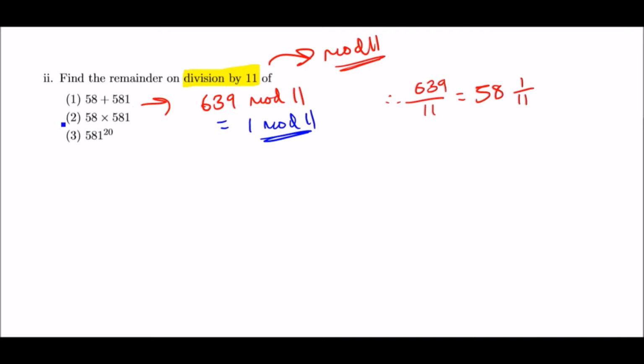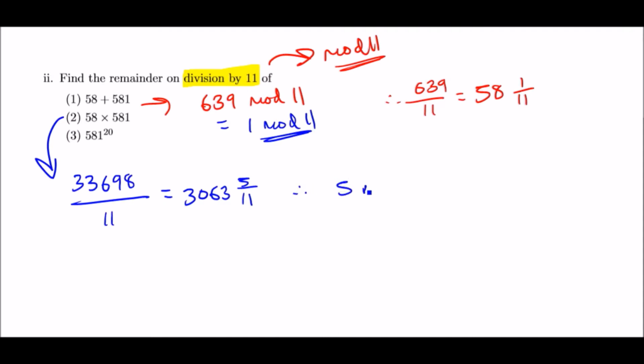As for question 2, same thing applies. So just smash 58 times 581 in the calculator. You should get a ridiculous sum of 33,698. And to find the remainder, divide that by 11 too, and convert that to a mixed fraction. You should get exactly 3,063 and 5/11. So it has a remainder of 5 mod 11. So a remainder of 5.